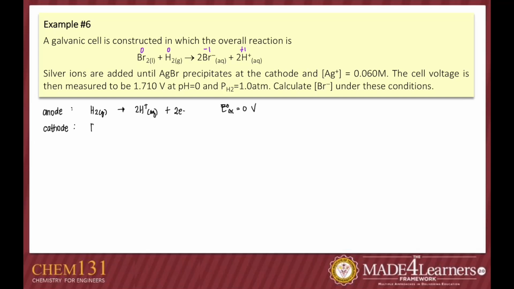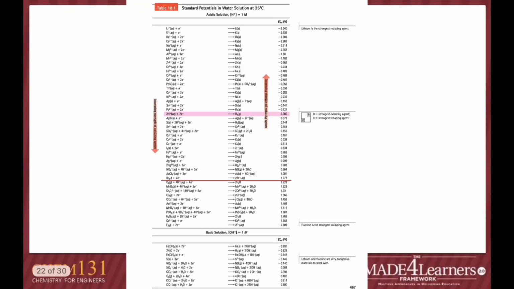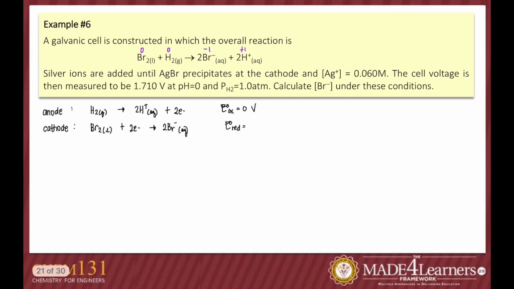And then for bromine, we have Br2, that's a liquid, plus 2 electrons to produce 2 Br negative aqueous, and the standard reduction is equal to, we're going to look at it from the table, 1.077 volts. Okay, that's 1.077 volts, and that would give us the standard cell voltage of 1.077 volts. And we can see that n is equal to 2. So we are going to need this in the Nernst equation.